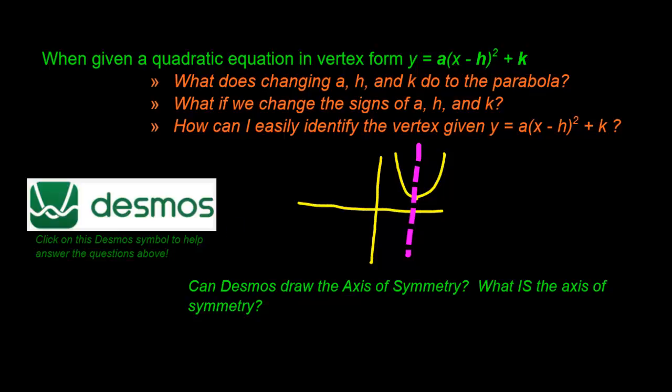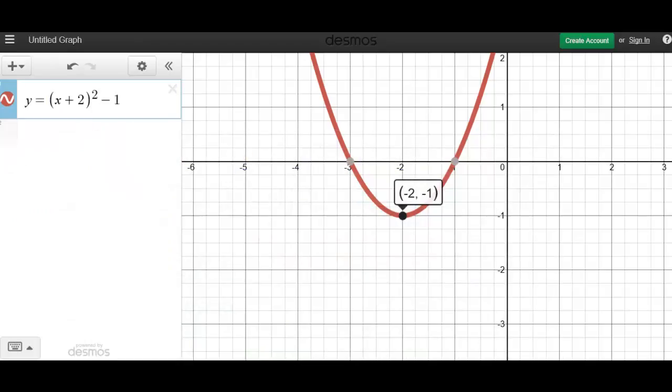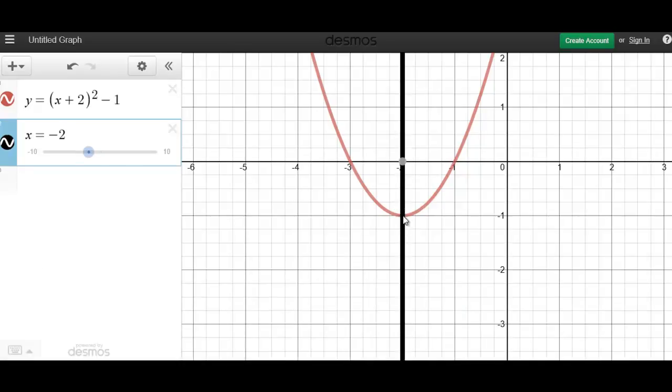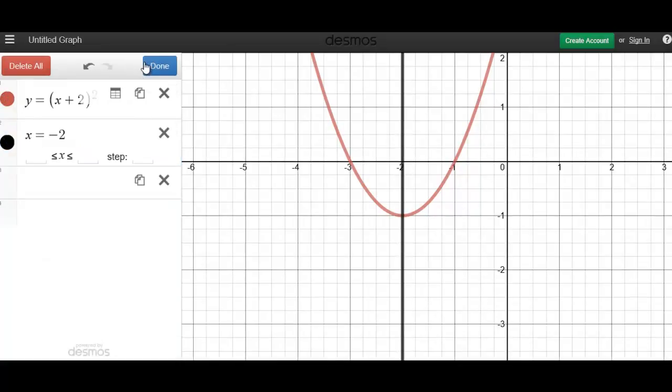Can Desmos draw the axis of symmetry? Why, I'm glad you asked. Let's do that. What it's going to be is an equation, not starting with y, it'll be starting with x, and you type in the x value of the vertex, which we can see right there is -2. So I'm going to do that. And as you can see, there is an axis of symmetry drawn right in there. Can you all see it? If you wanted to change the axis of symmetry, you could even make it a dotted line. There we go.